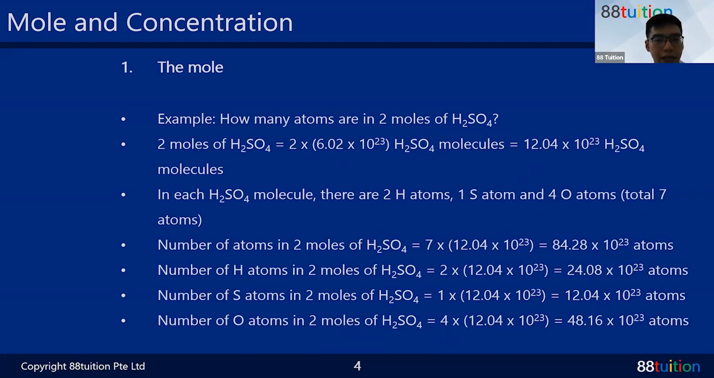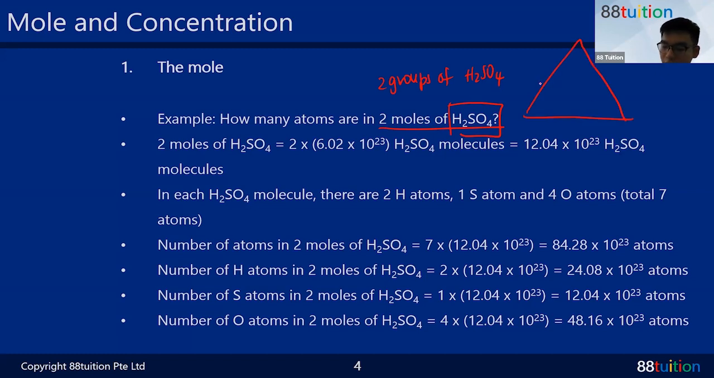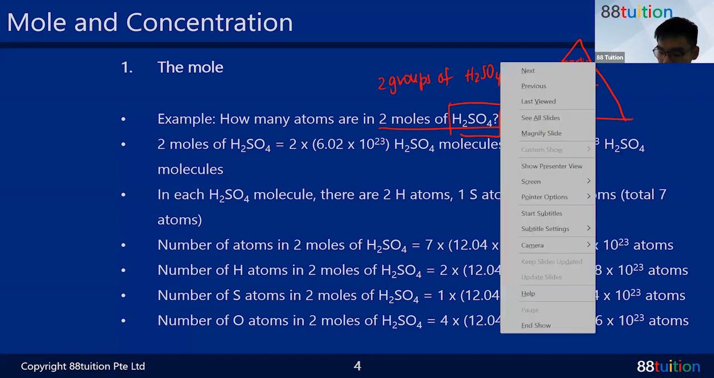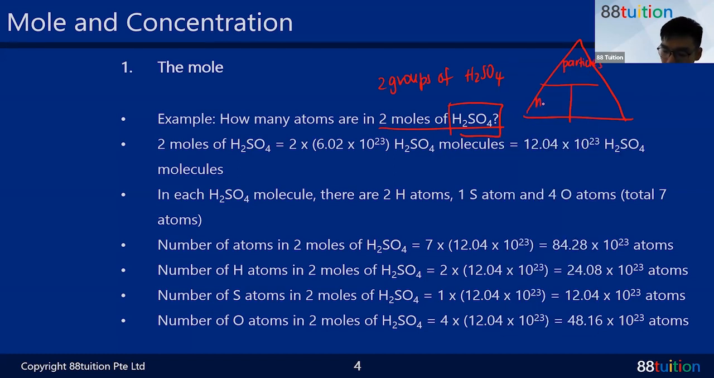So example questions that they can test on this type will be things like, oh, how many atoms are there in 2 moles of H2SO4? So H2SO4, they're referring to 2 moles, 2 groups. You can think of it as 2 groups. Okay, 2 groups of H2SO4. Okay, so remember our triangle? Okay, so the triangle was particles, oops, particles, mole, and then the 6.02 times 10 to the power 23.